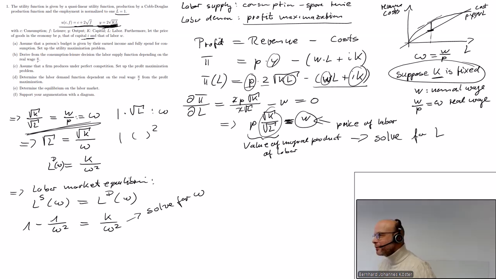What do you mean by move? Adding, subtracting, multiplying, dividing. So you want to add 1 over omega squared or what? So both sides plus K over omega squared or what? Yeah, what now?